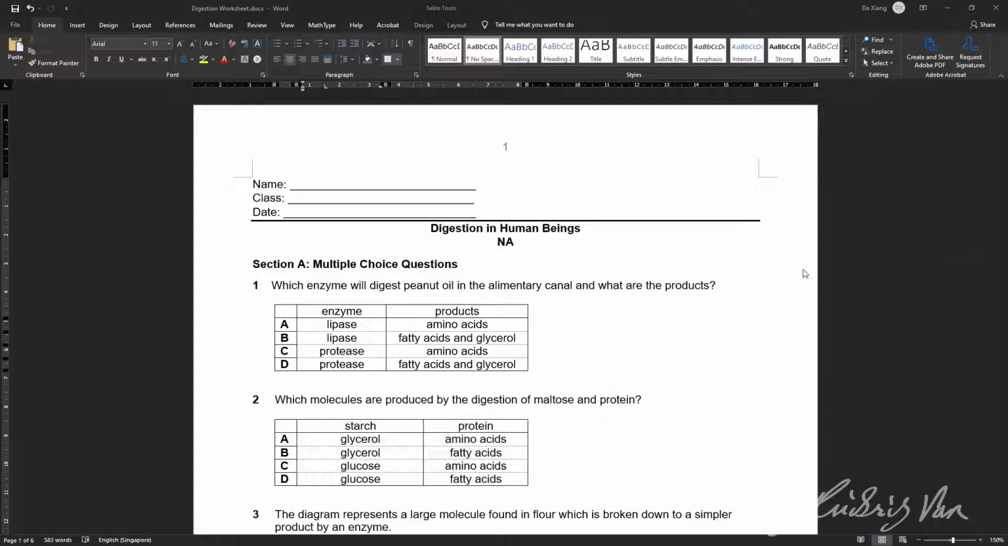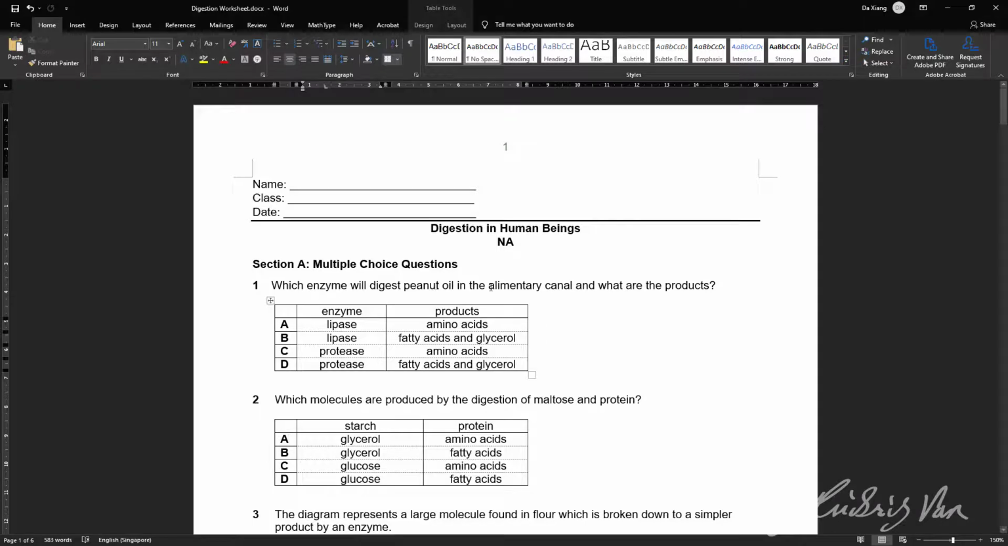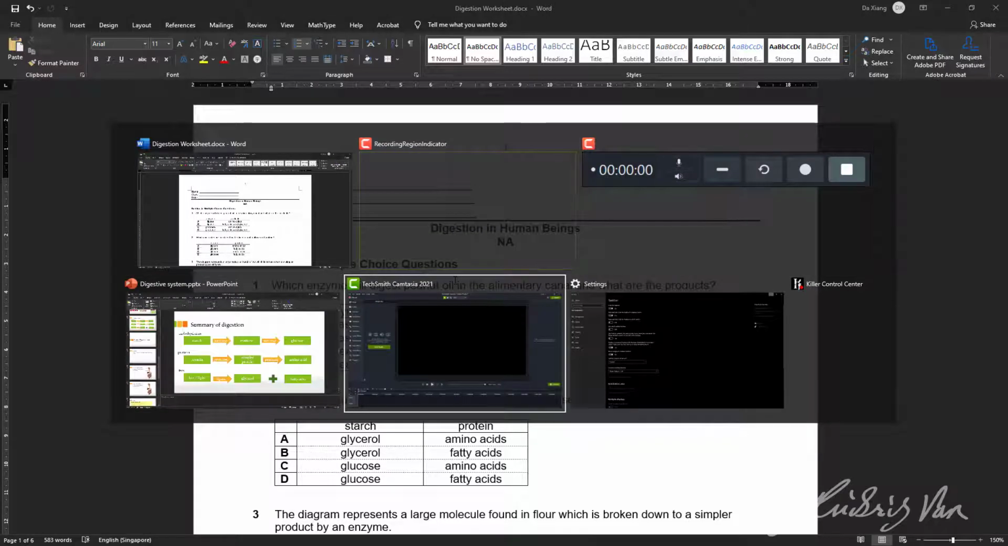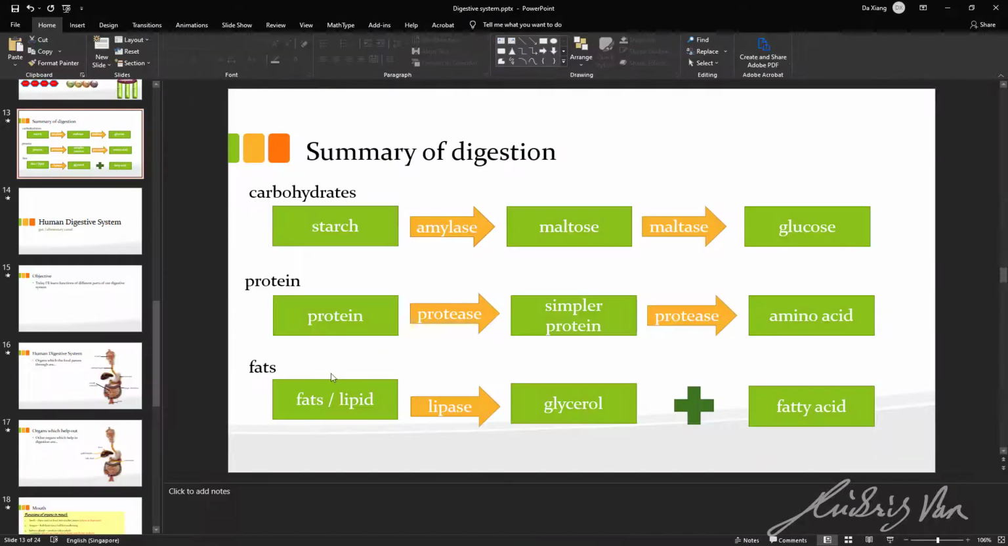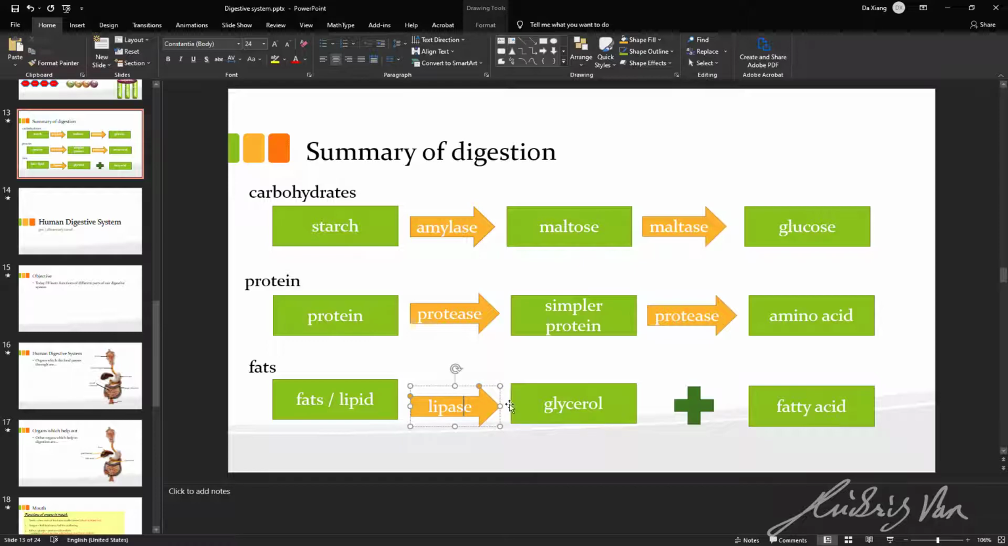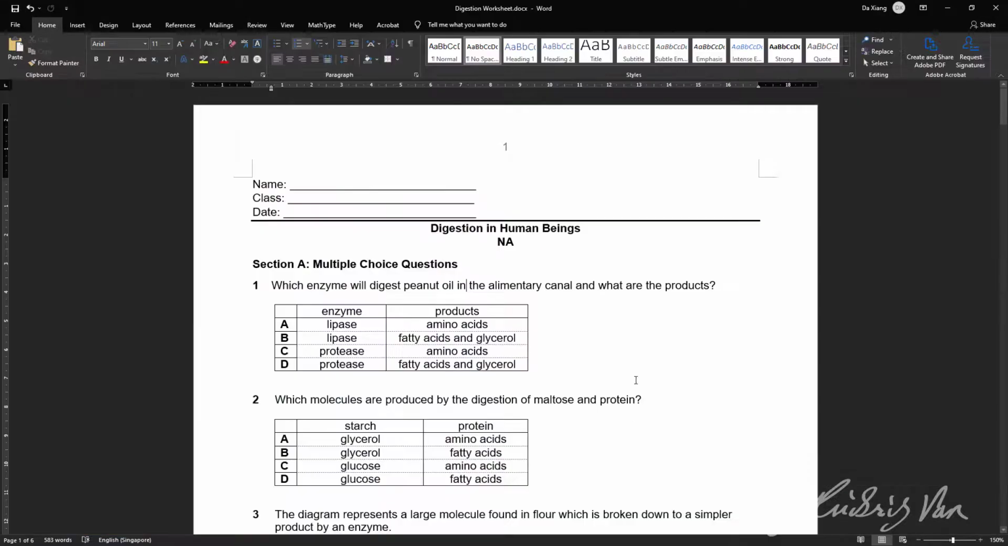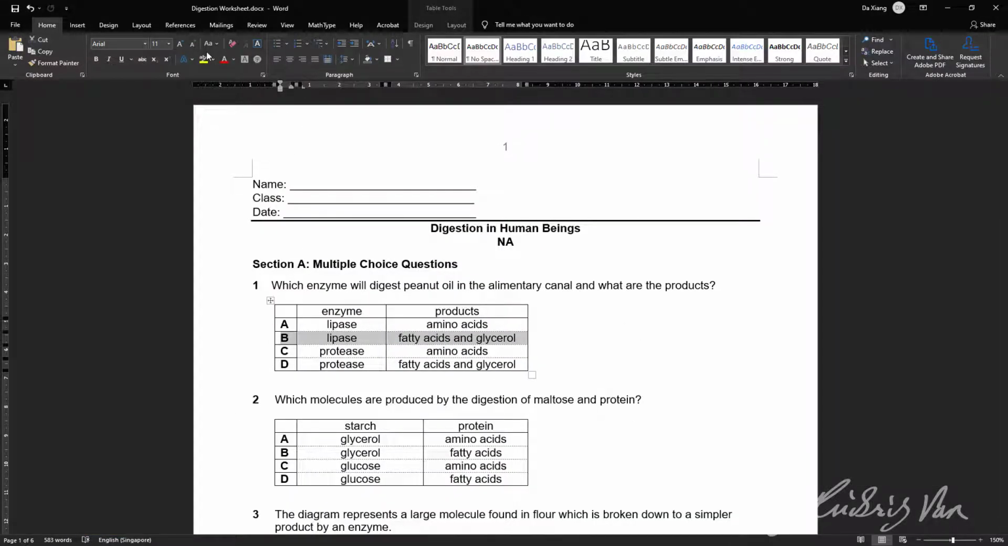Let us begin. Which enzyme will digest peanut oil in the alimentary canal? So oil contains fats. So what is the enzyme that digests fats? You can refer to your notes. Fats is digested by lipase into glycerol and fatty acid. So lipase is the enzyme. Glycerol and the fatty acid, they are the product. So lipase, glycerol and fatty acid, the answer is B.